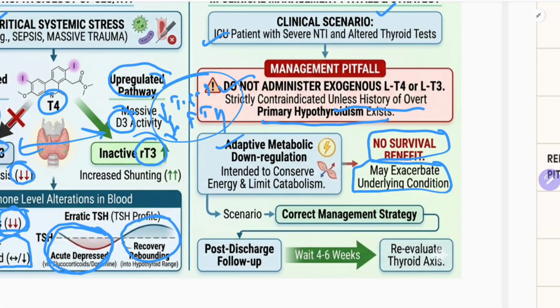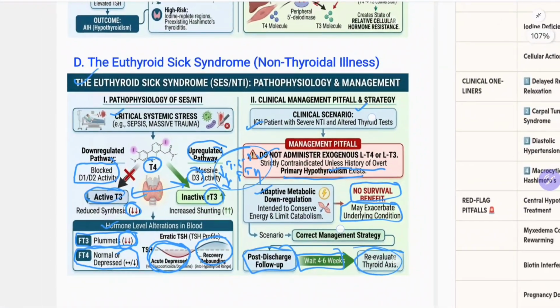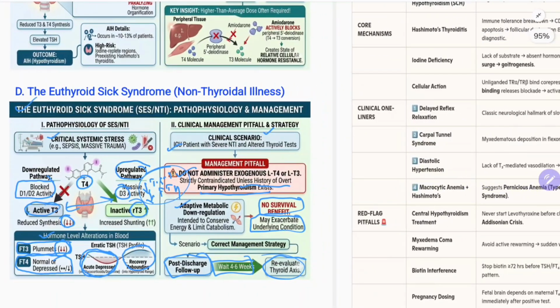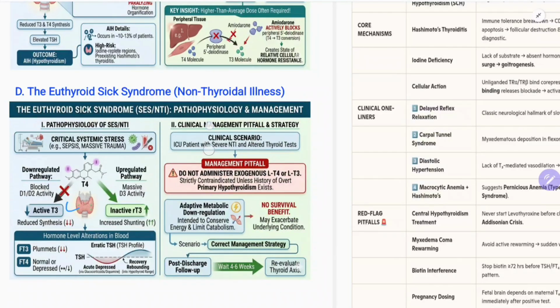Correct management strategy: post-discharge follow-up should be done. You should measure the thyroid profile after 6 weeks of his illness and re-evaluate the thyroid function tests, and then depending upon the thyroid profile you treat the patient. So don't treat the patient during the illness stage.